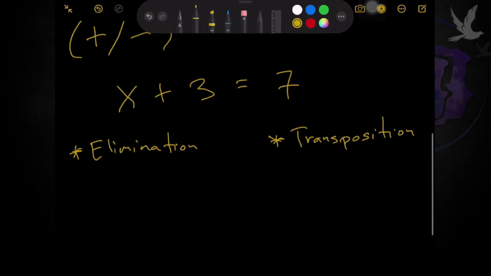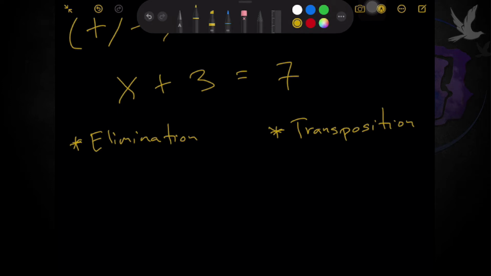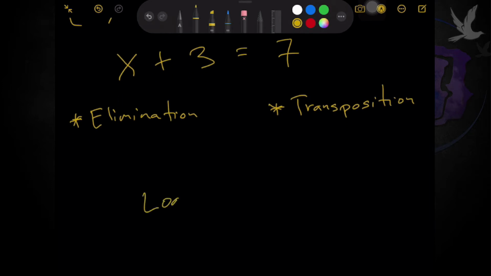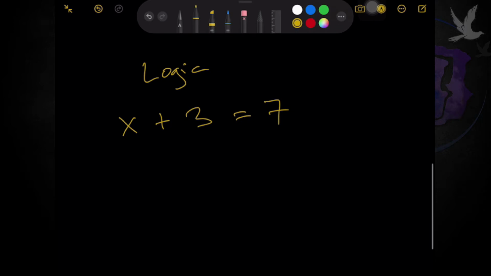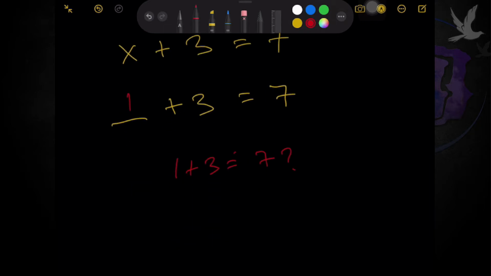Pero before ko i-explain sa inyo yung elimination and transposition, let me show you muna the logical way, okay? The logic behind solving mga equations na to, since they are less complicated, okay? Kasi kung titignan nyo, x plus 3 equals 7, basic lang naman talaga yan. It gets complicated once you'll see bigger numbers na. Okay? So, in this case, yung logical way muna tayo. X plus 3 equals 7. It's as easy as saying, what are you going to add with 3 that will give you 7? If you're going to add 1 sa 3, is 1 plus 3 equals 7? No. Obviously not.